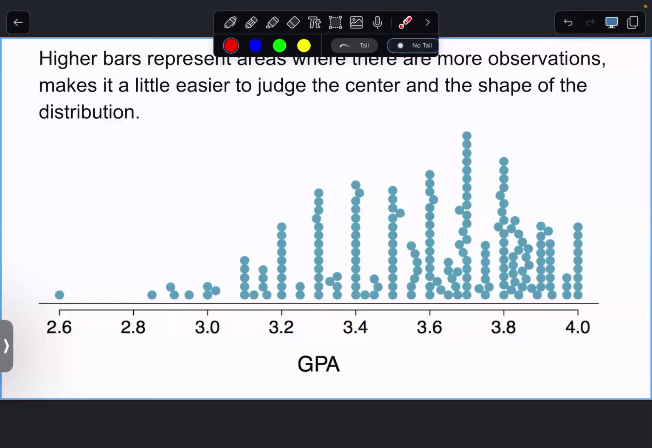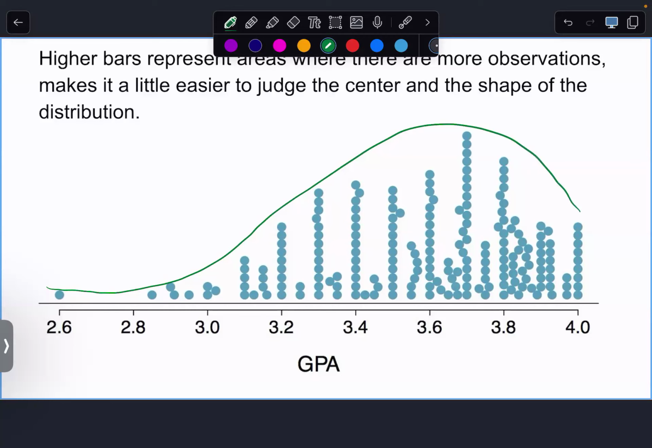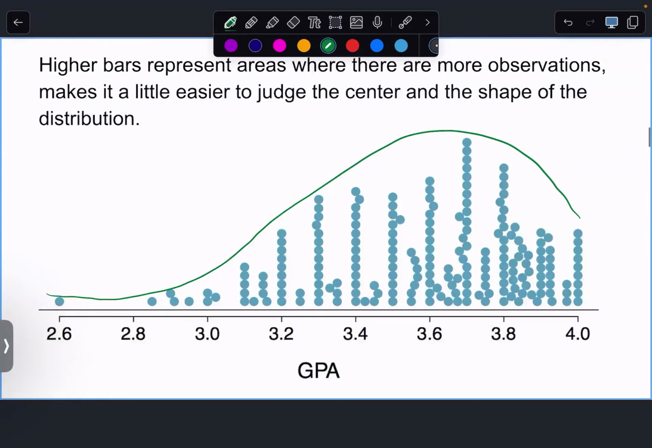And so here, again, each dot represents one GPA. They're all the same color. And so now we just stack them on top of each other. Okay.